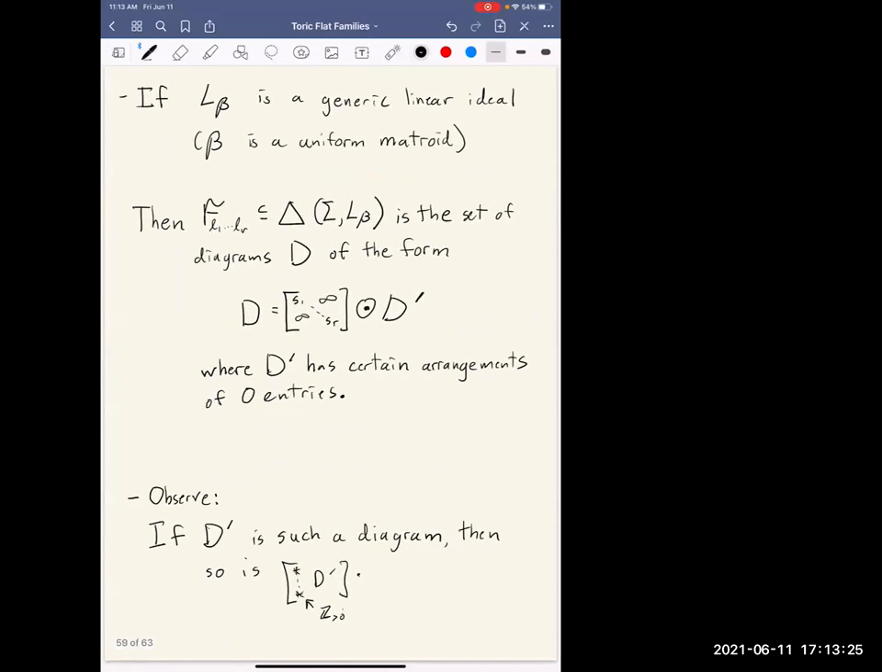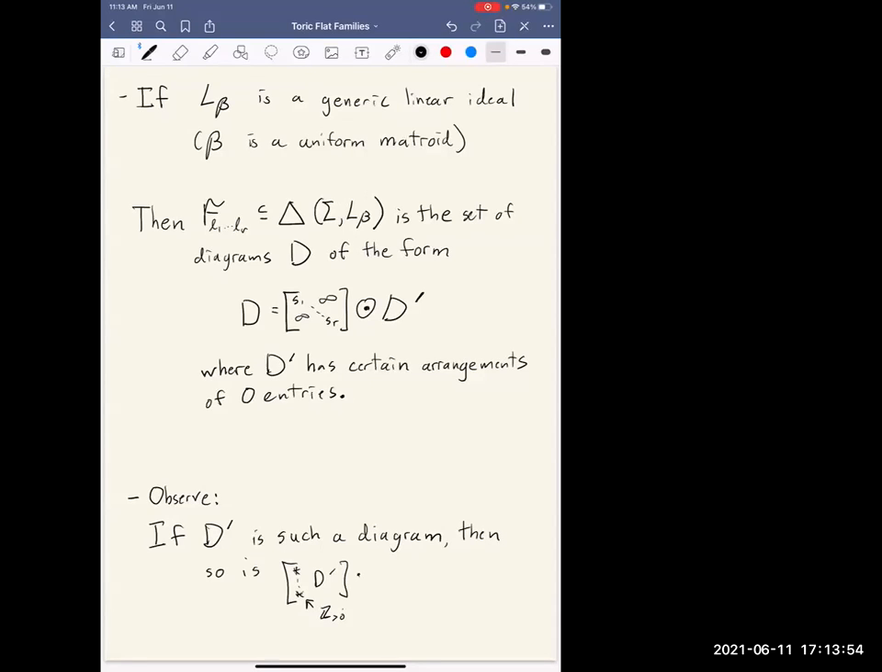Other nice things that one can do with this description is, as suggested earlier in a question, instead of placing a lot of conditions on the diagram, you can place some conditions on the linear ideal. We could ask what happens when we make the linear ideal as nice as possible, and that is we make it a generic linear ideal. So the corresponding matroid is a uniform matroid.